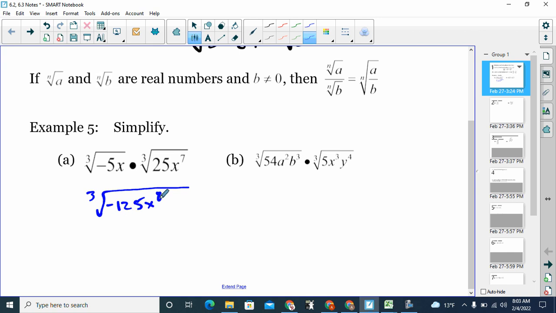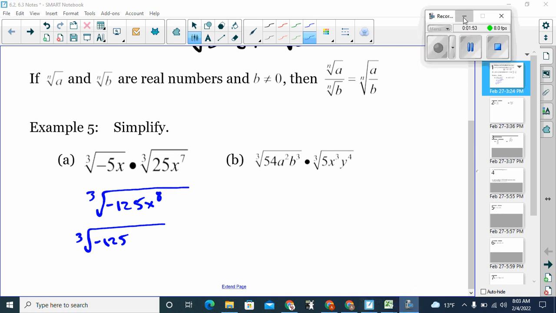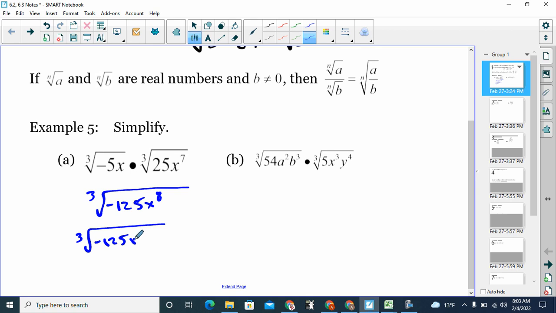Even though 8's not a perfect, or is a perfect cube, x to the 8th is not, because 8 divided by 3 doesn't come out even. So we need to split it up the same way we did last class. I need a number less than 8 that is divisible by 3. That number would be 6. It's the closest one to 8. And then to get x to the 8th, I need x squared. X to the 6 times x squared is x to the 8th.